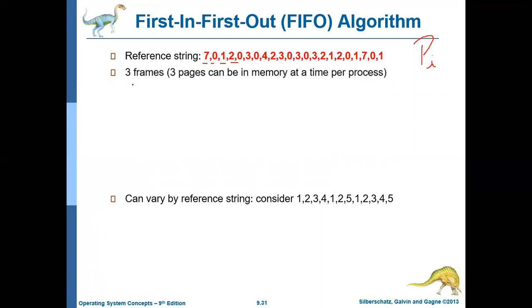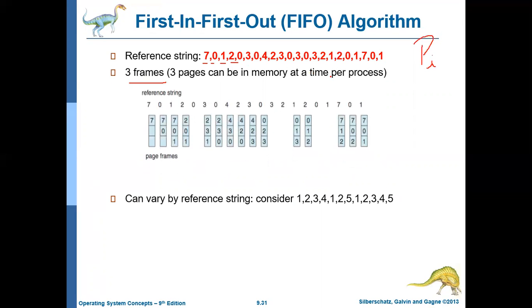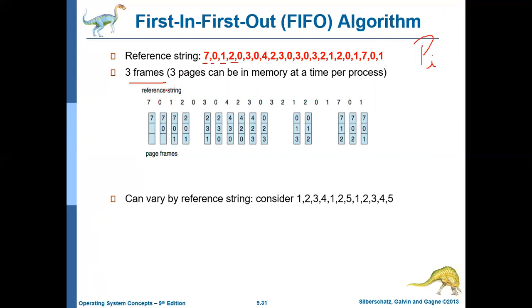Assuming that initially there are 3 empty frames in the memory, how many page faults will this particular sequence create? Okay. So the first page it wants to refer is 7.